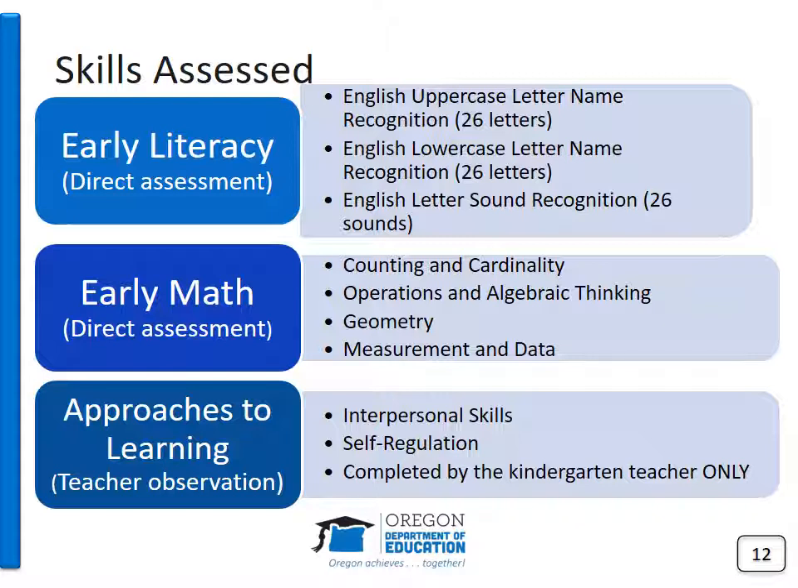The skills assessed on the 2019-20 kindergarten assessment will include English uppercase and lowercase letter name recognition. The students will have opportunity to identify all 26 uppercase and lowercase letters. It will also include English letter sound recognition, where students have the opportunity to identify all 26 letter sounds and letter pairs, where one uppercase and one lowercase are next to each other, for example, an uppercase B and a lowercase b. Students will also be presented with 16 math items, some of which were revised for the 2019-20 test administration. The approaches to learning measure is administered only by the classroom teacher and looks at the interpersonal and self-regulatory skills of our incoming kindergartners.